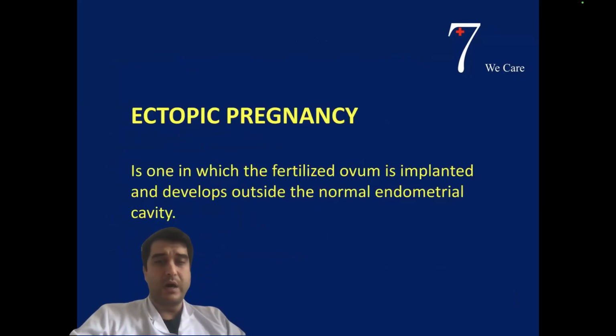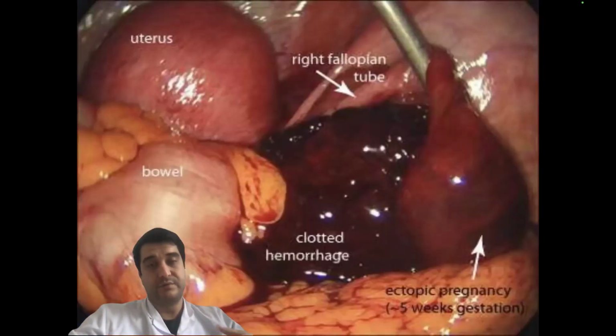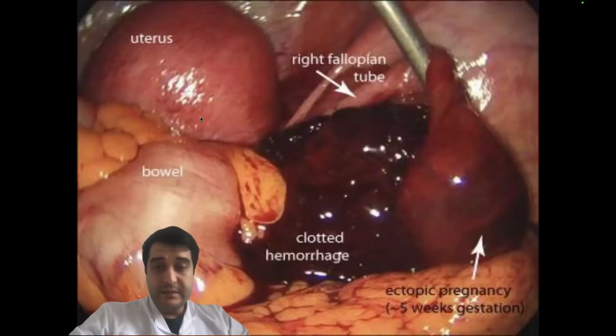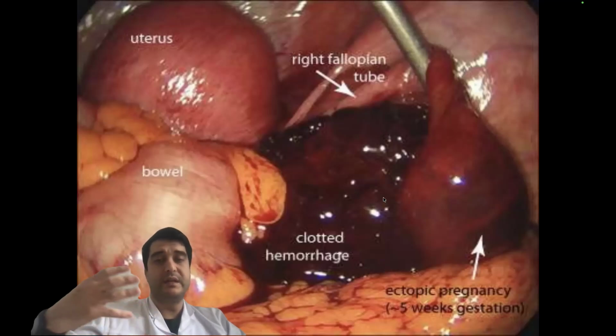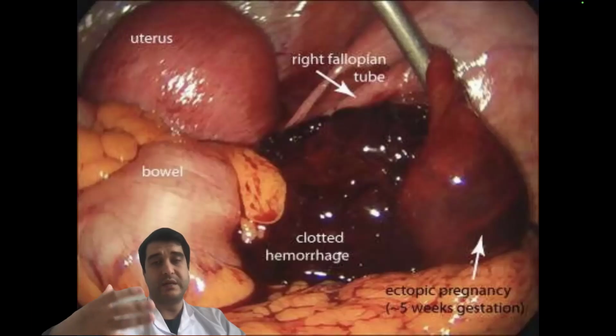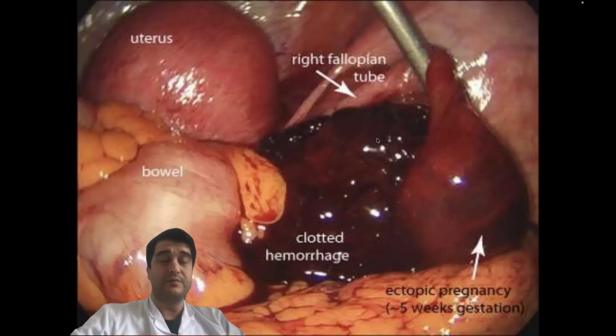Ectopic pregnancy is one in which the fertilized ovum is implanted and develops outside the normal endometrial cavity. It's not in the uterus. So as you can see, these are the types of ectopic pregnancies. Commonly, more than 98% of ectopic pregnancies are located in the fallopian tubes. The most common site is the ampullary part of the fallopian tubes.